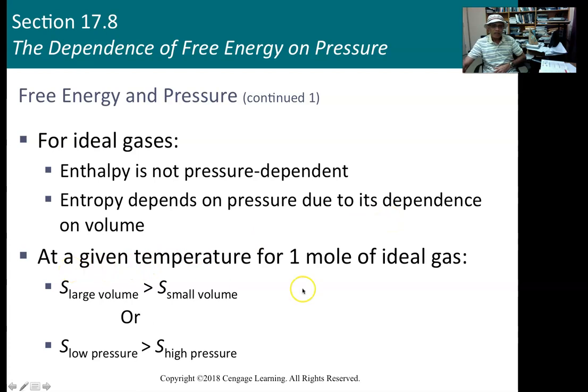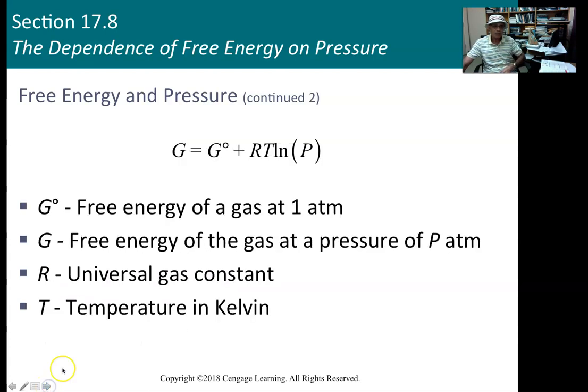Now, at a given temperature for 1 mole of an ideal gas, these are the relations that we can draw. A large volume has a greater entropy than a small volume. For pressure, low pressure has a greater entropy than high pressure. These two are inversely related. And we can write out that relationship for gases.